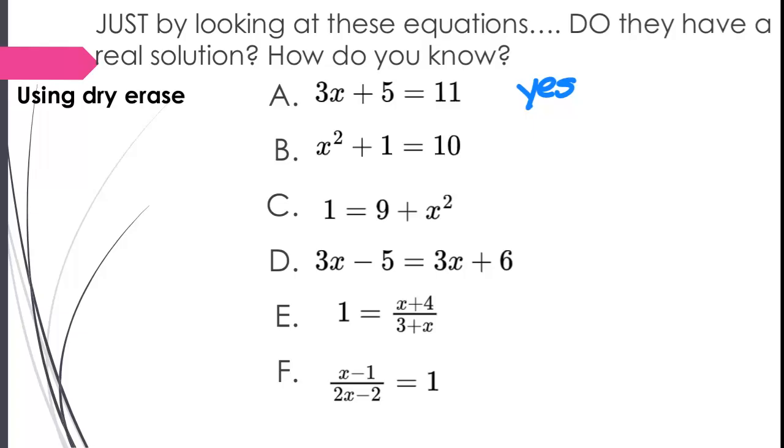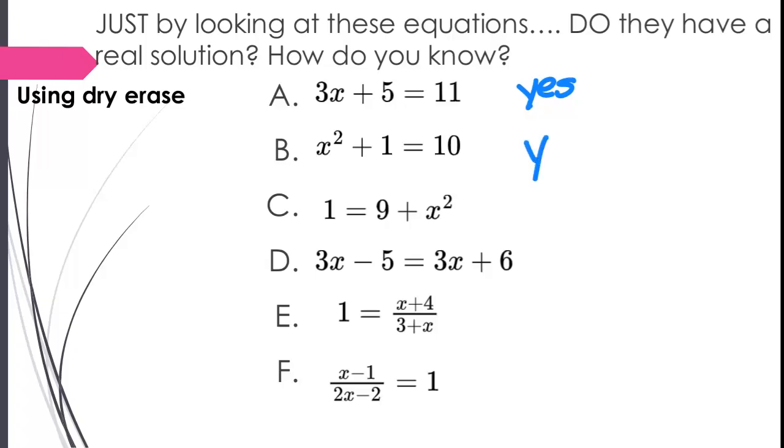So that one is yes. How about letter B? Does this have a real solution? Yeah. Is it positive or negative? Can you tell? Does it have to be positive? Could it be a negative? Because what's any negative squared going to give you? A positive. So it could be a positive or a negative. Most likely 3 and negative 3, right?